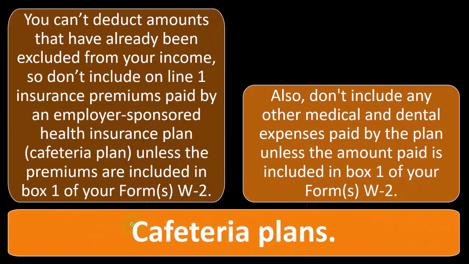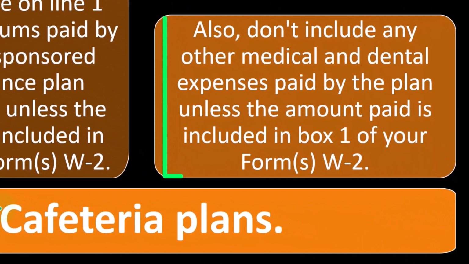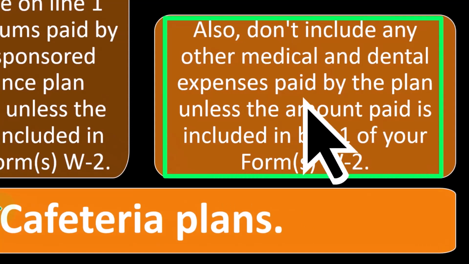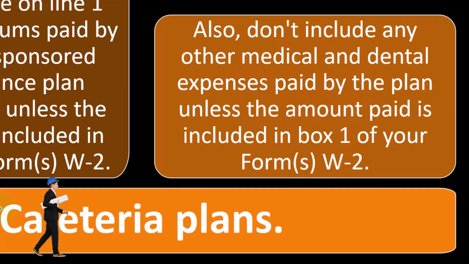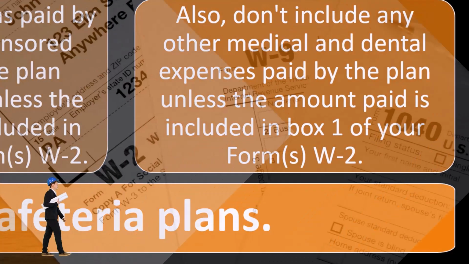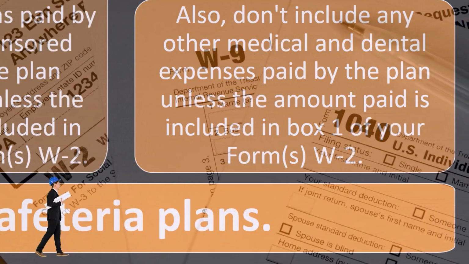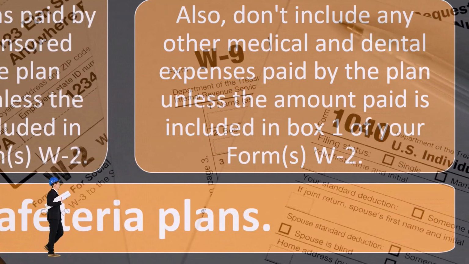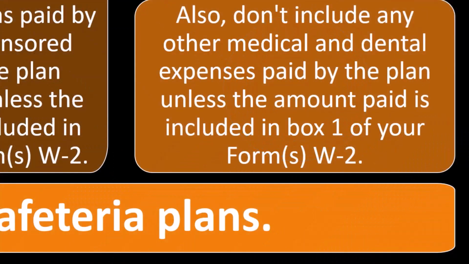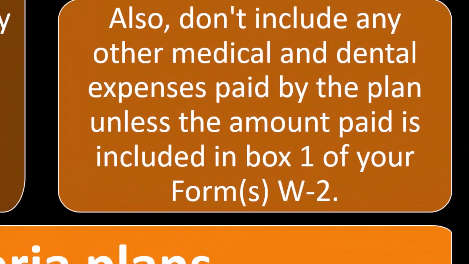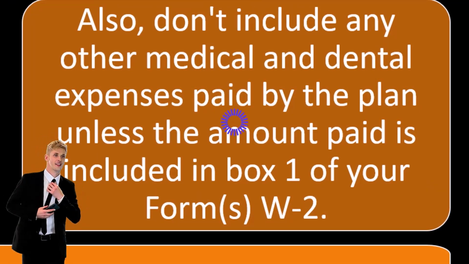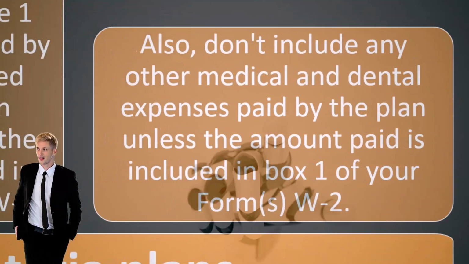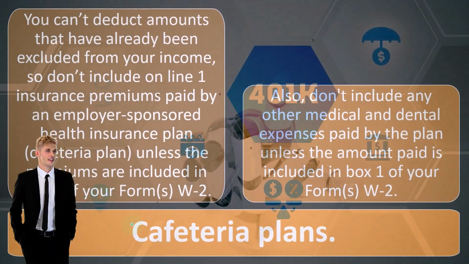So also don't include any other medical and dental expenses paid by the plan unless the amounts paid are included in box 1. So same thing for any other plans. If it was reduced from box 1 of your W-2, which you'll often see, like it'll be in box 12, I think, as well, and you'll be able to see the difference between box 1 and box 5, which is the Medicare wages, which will be partially explained by, I think, box 12, which might include your 401k plan and any kind of medical stuff. So there is that.